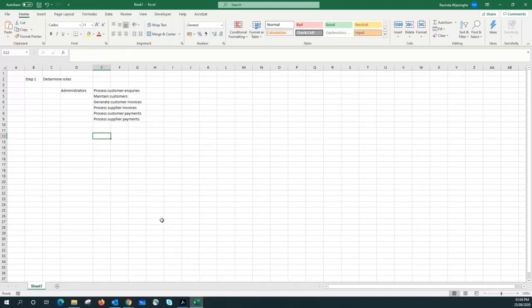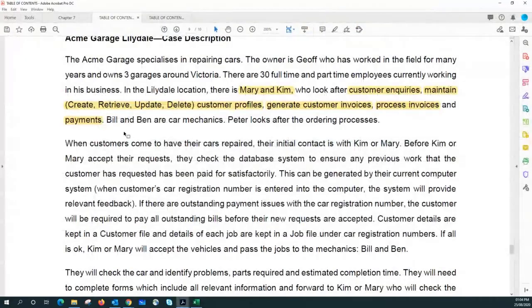So let's now go to the second one. Then they are talking about Bill and Ben, right? So Bill and Ben, let's highlight that. They are the car mechanics. They are the mechanics. Okay, so let me highlight that. And then there's another actor called Peter.